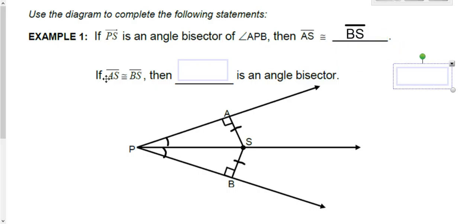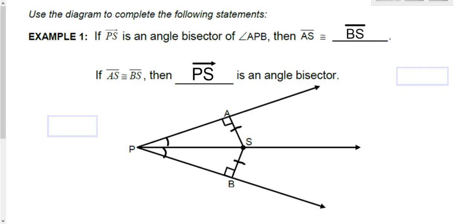And then conversely, if we start off knowing that, no, we don't know it's an angle bisector, but we know these pieces, AS and BS, are congruent in the second part, then we also know that this is an angle bisector, and we could mark the angles if they weren't already marked. Okay, either way. If you know the angles are equal, then these distances are equal. If you know the distances are equal, then the angles are equal.